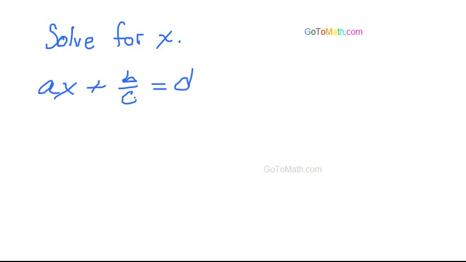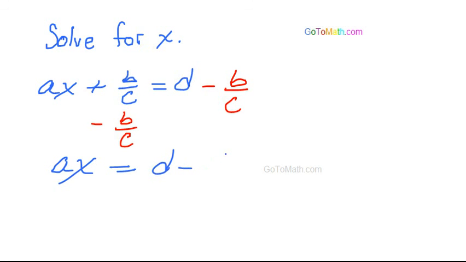So let's go ahead and get our constants over to the other side, and that means we want to take this b over c and take it over here, or that's the way I see it anyway. We're going to subtract b over c from both sides. And then we'll rewrite it. So we have ax is equal to d minus b over c.